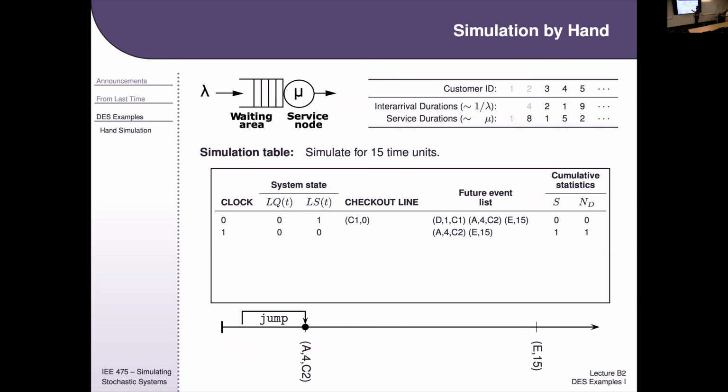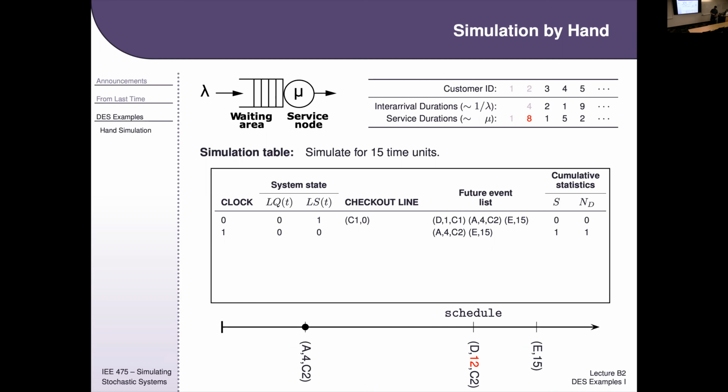Okay. So let's jump ahead to something more exciting, another arrival. So now customer 2 arrives. Again, the first event in the future event list is an arrival at time 4 of customer 2. So I'm going to jump all the way to time 4. And when I jump to a new arrival, because that arrival arrives to an idle server, I can immediately schedule the service departure because they'll go directly into the cashier, directly into the server.